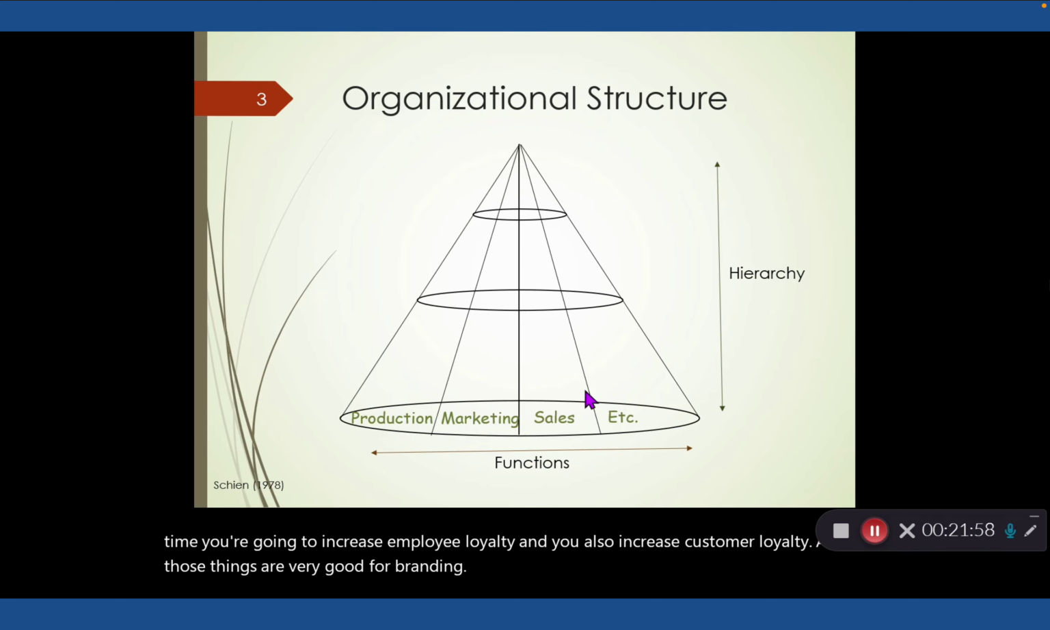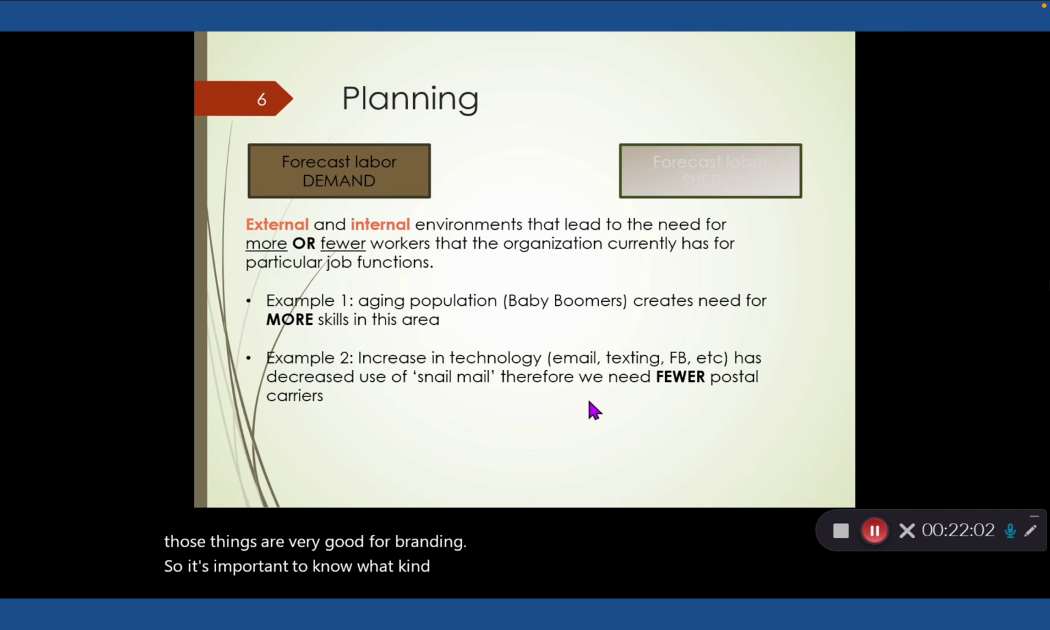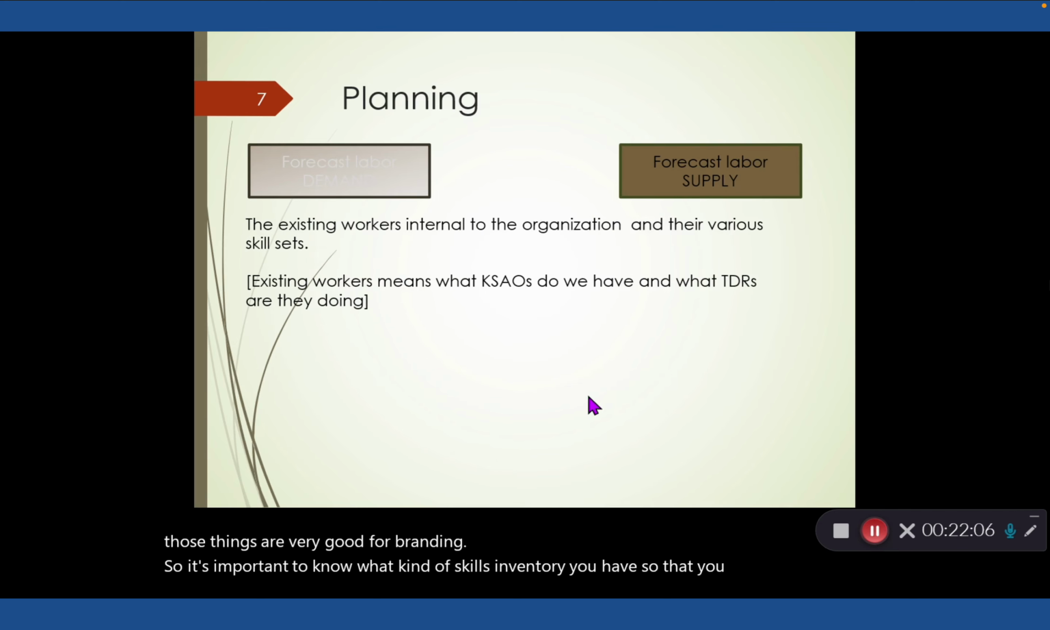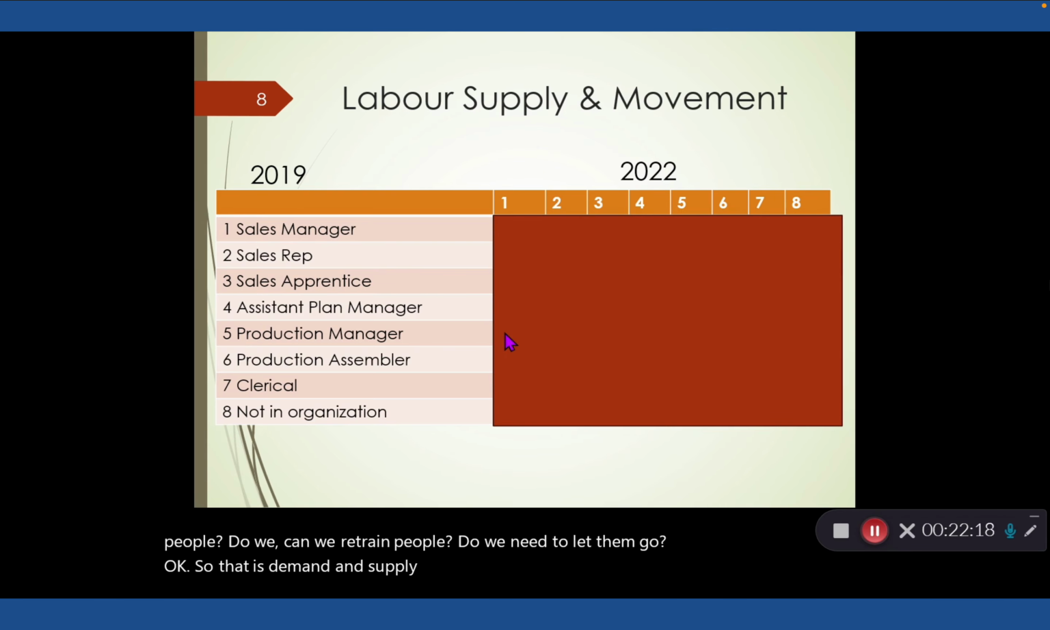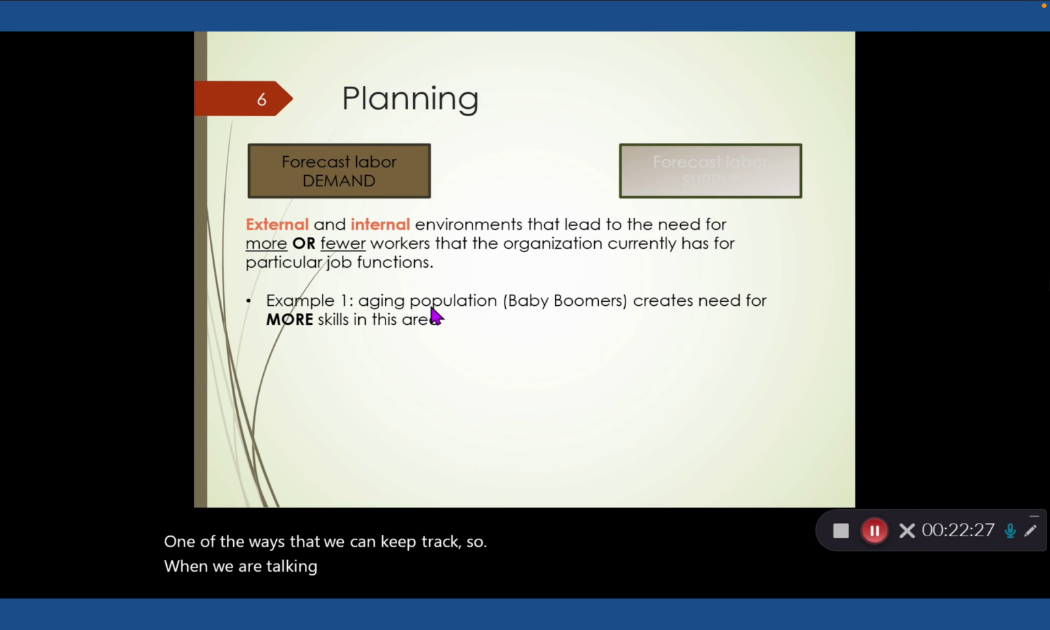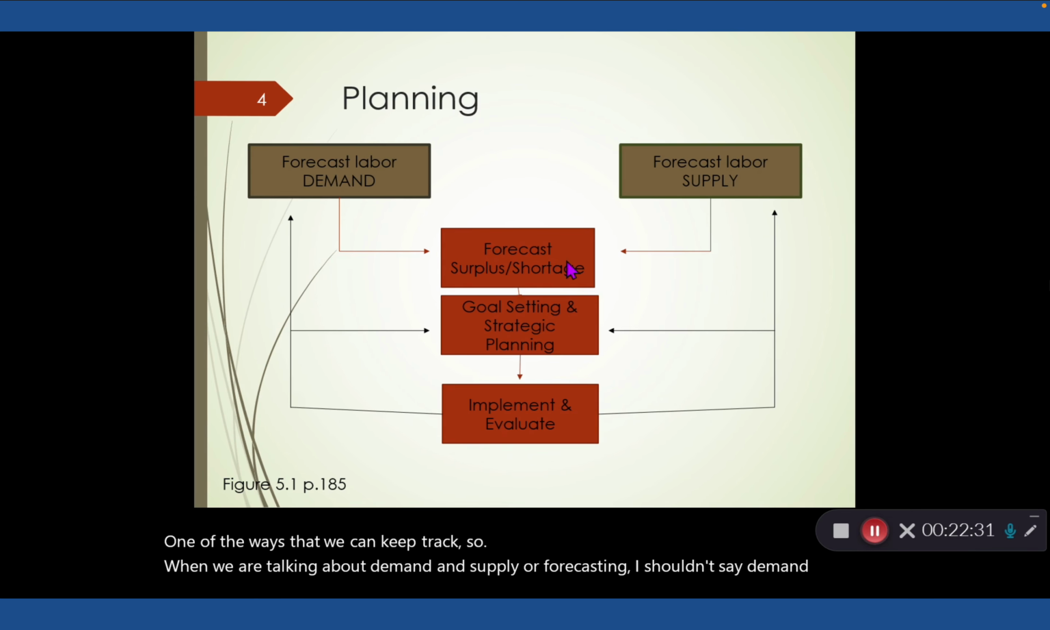So it's important to know what kind of skills inventory you have so that you know, do we need to hire new people? Can we retrain people? Do we need to let them go? Okay, so that is demand and supply. Now, one of the ways that we can keep track, so when we're talking about demand and supply or forecasting, I shouldn't say demand and supply, I should talk about forecasting.